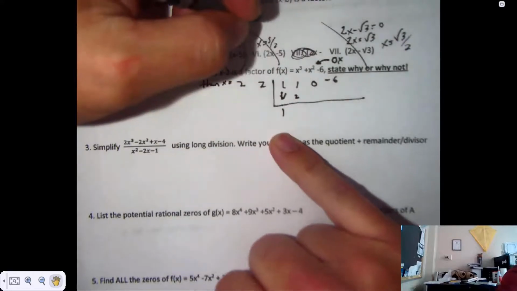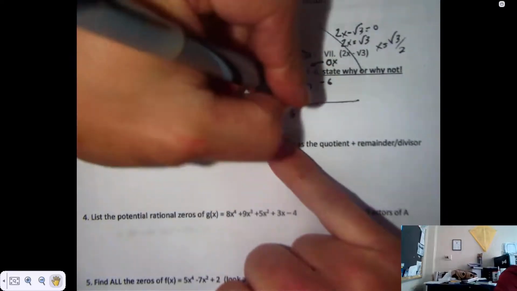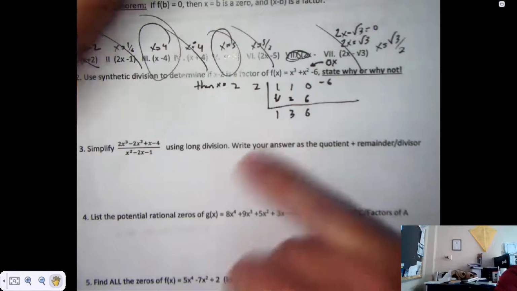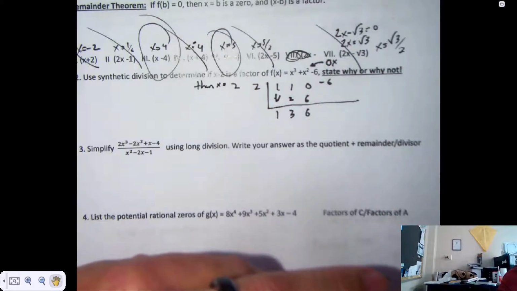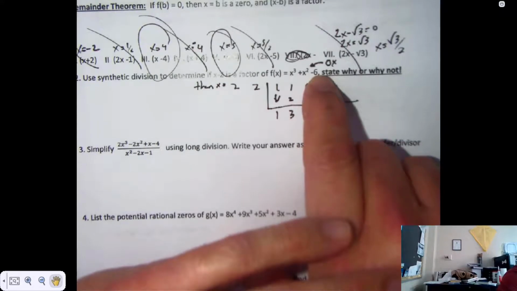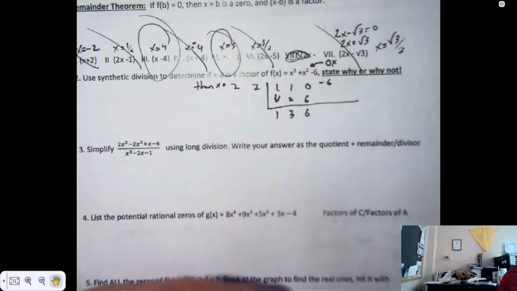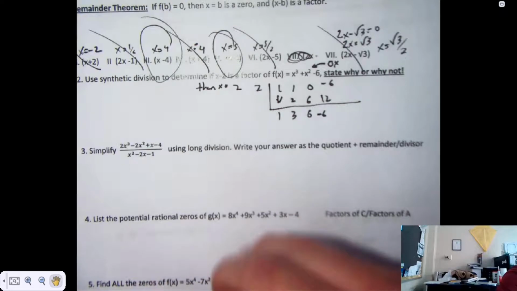And then you drop, and you multiply. And after you multiply, you add. And after you add, you multiply. You always put the 0 there for a placeholder? Yeah, if it needs it. What's missing between x squared and negative 6? An x. You gotta have placeholders. And then you multiply, and then you add.